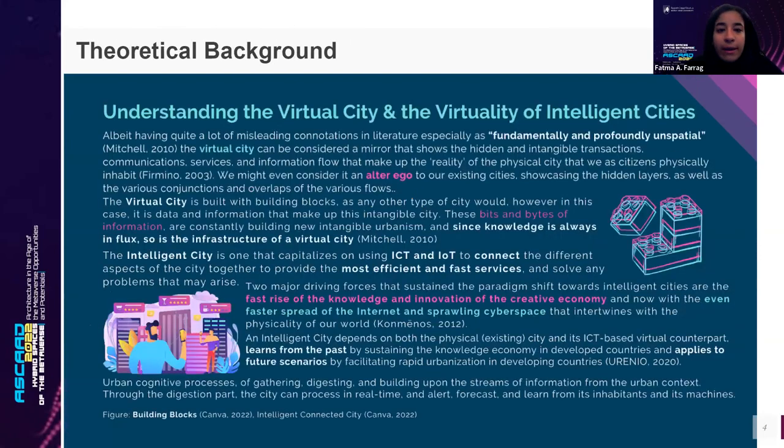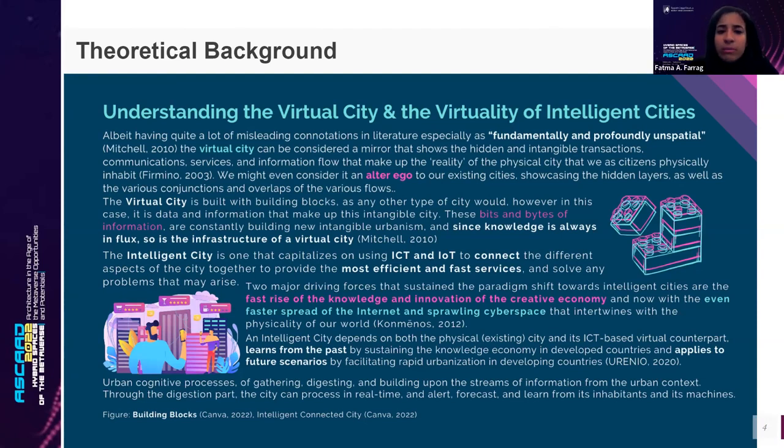Now, for the theoretical background part, we're going to understand the virtual city and the virtuality of intelligent cities. There's a lot of misleading connotations in literature, especially as a virtual city being fundamentally and profoundly unspatial. The virtual city can be considered a mirror that shows the hidden and intangible transactions, communications, services, and information flow that make up the reality of the physical city that we physically inhabit. We might even consider it as the alter ego to our existing cities, showcasing hidden layers as well as the various conjunctions and overlaps of the various flows.